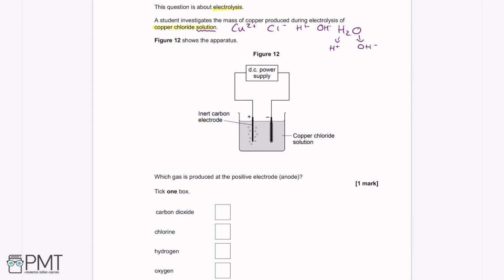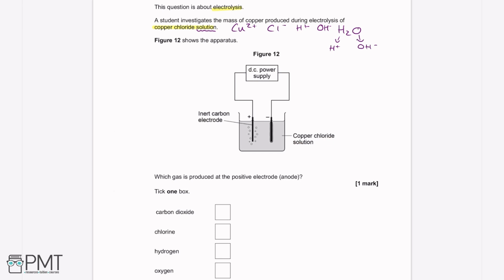Figure 12 shows the apparatus. So in figure 12, we can see this DC power supply. So this could be like a battery, which is connected to our two electrodes, right? Inert carbon electrodes, inert meaning unreactive. So we've got a positive one here and a negative one here. And they are in the copper chloride solution, as we've just discussed.